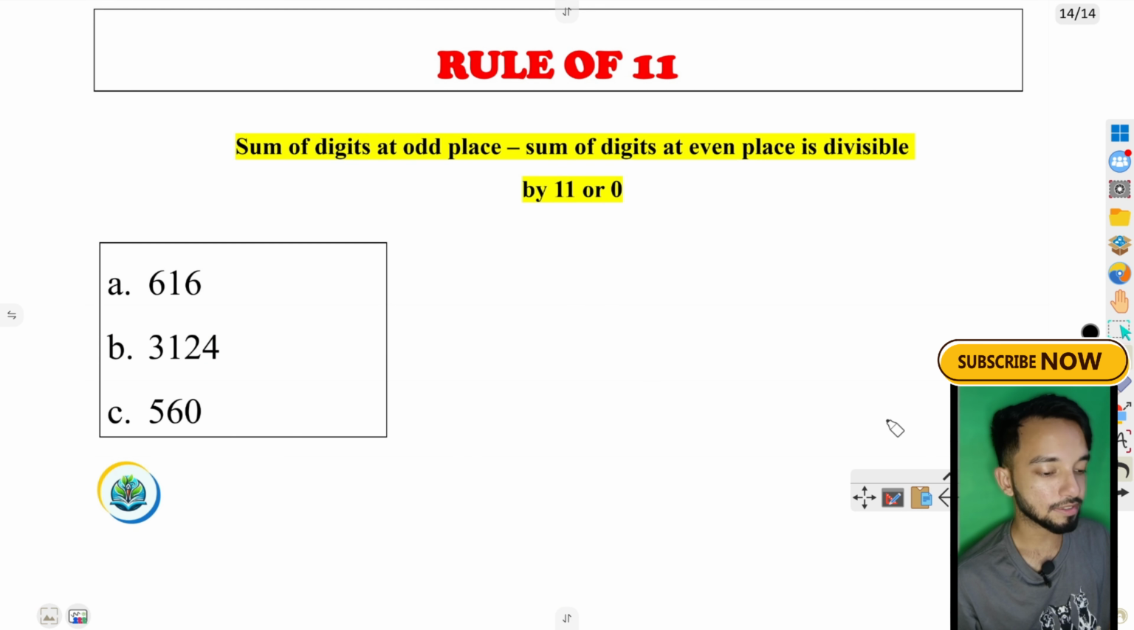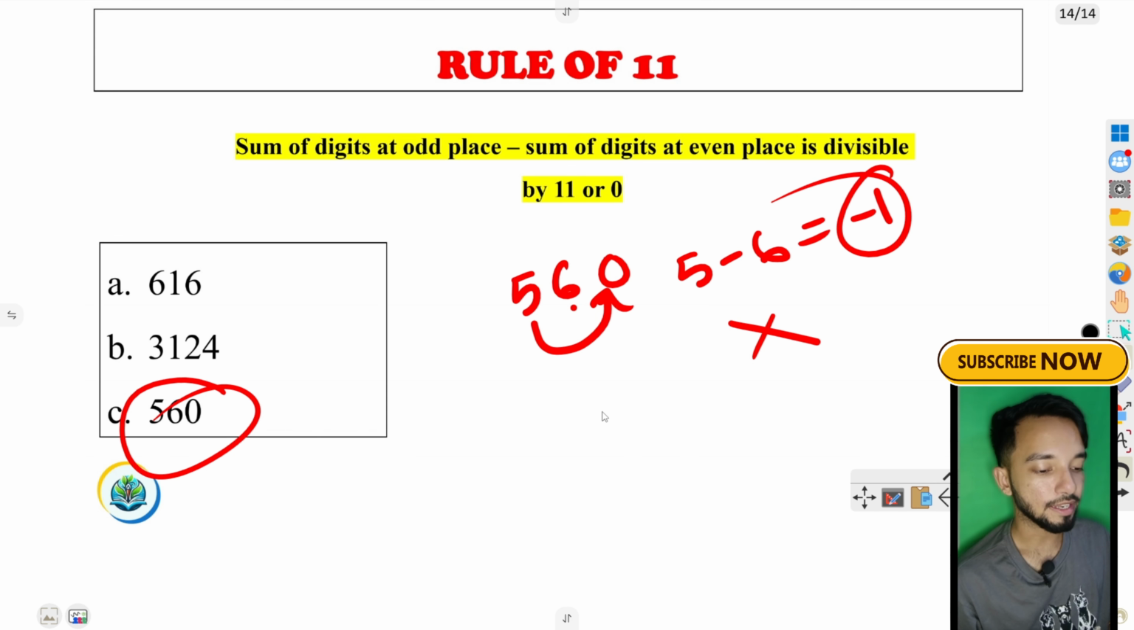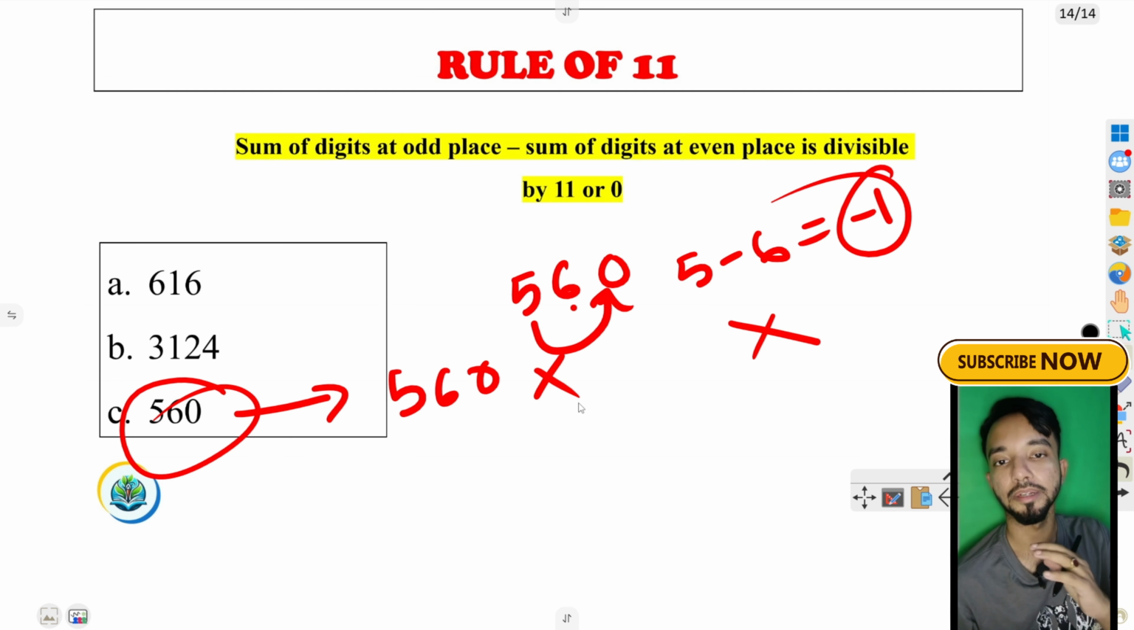So let us check the third one, that is 560. Very simple. 5 plus 0 is 5. Then 6 minus 5 is 1... we'll get minus 1, which is not divisible by 11. Therefore, 560 is not divisible by 11.